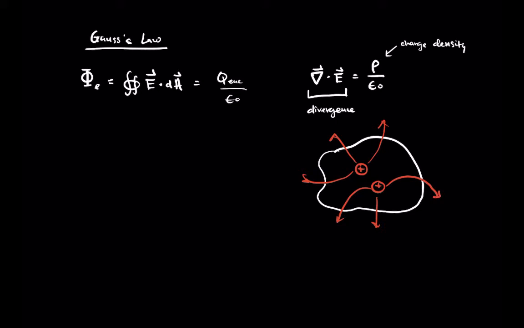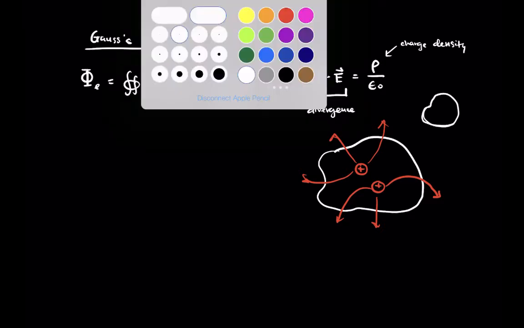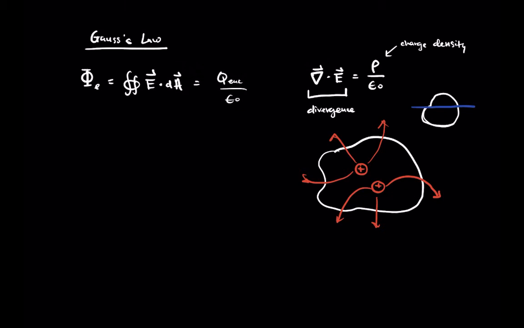Because remember, if it just passes through your surface, what's your flux? Zero. Zero flux, which means there are no charges in the surface. We've been skirting around this, but this is the actual formula, and so this is the whole thing.